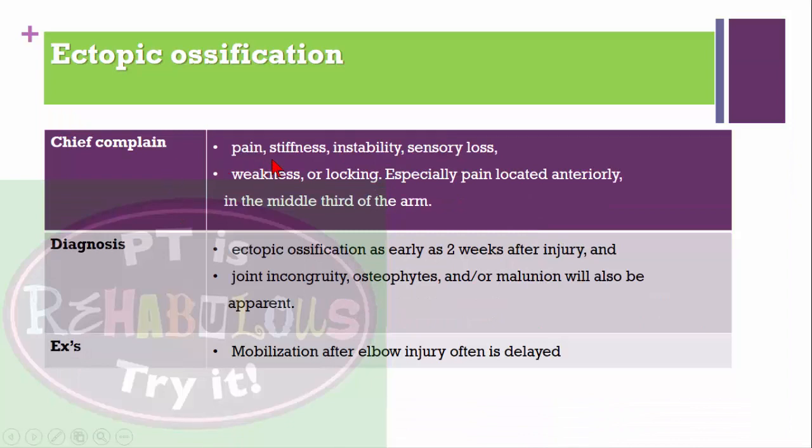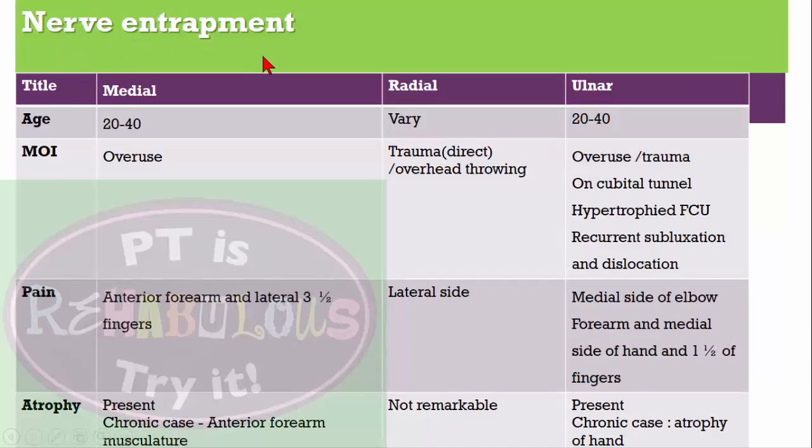Chief complaints: the patient has pain, stiffness, instability, sensory loss, weakness, or locking, especially pain located anteriorly and in the middle third of the arm. Ectopic ossification can be diagnosed as early as 2 weeks after the injury, and joint incongruity, osteophyte formation, and malunion are apparent. Mobilization after an elbow injury is often delayed. Exercise. Let's learn nerve entrapment.